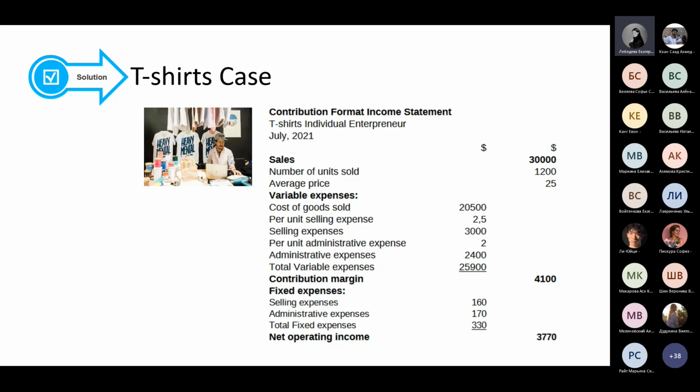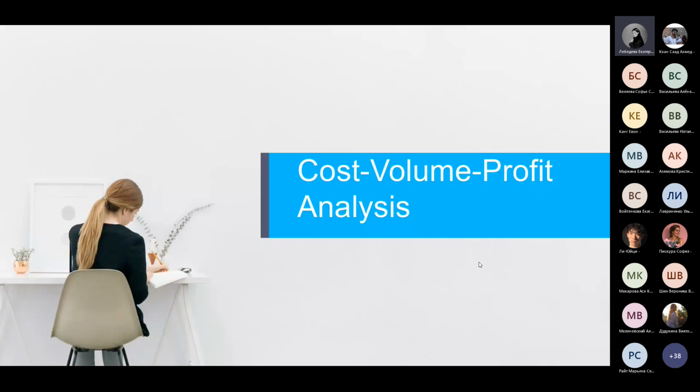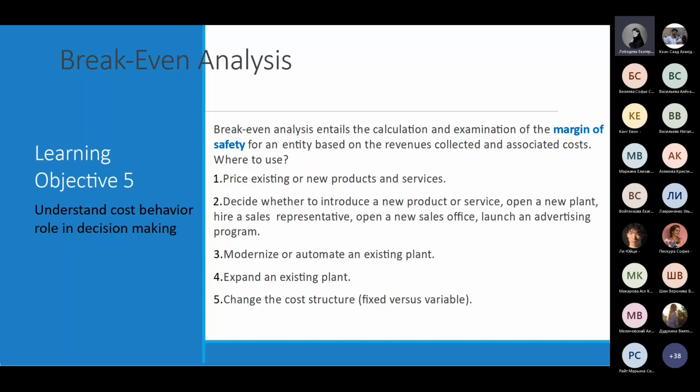If there is no questions, let's go to the next part of our today's presentation. It is a cost volume profit analysis. As I've already said, the contribution margin calculations could be useful for cost volume profit analysis or CVP analysis in short. The highest part of the cost volume profit analysis is the break-even analysis. Break-even analysis entails the calculation and examination of the margin of safety for an entity based on the revenues collected and associated costs.